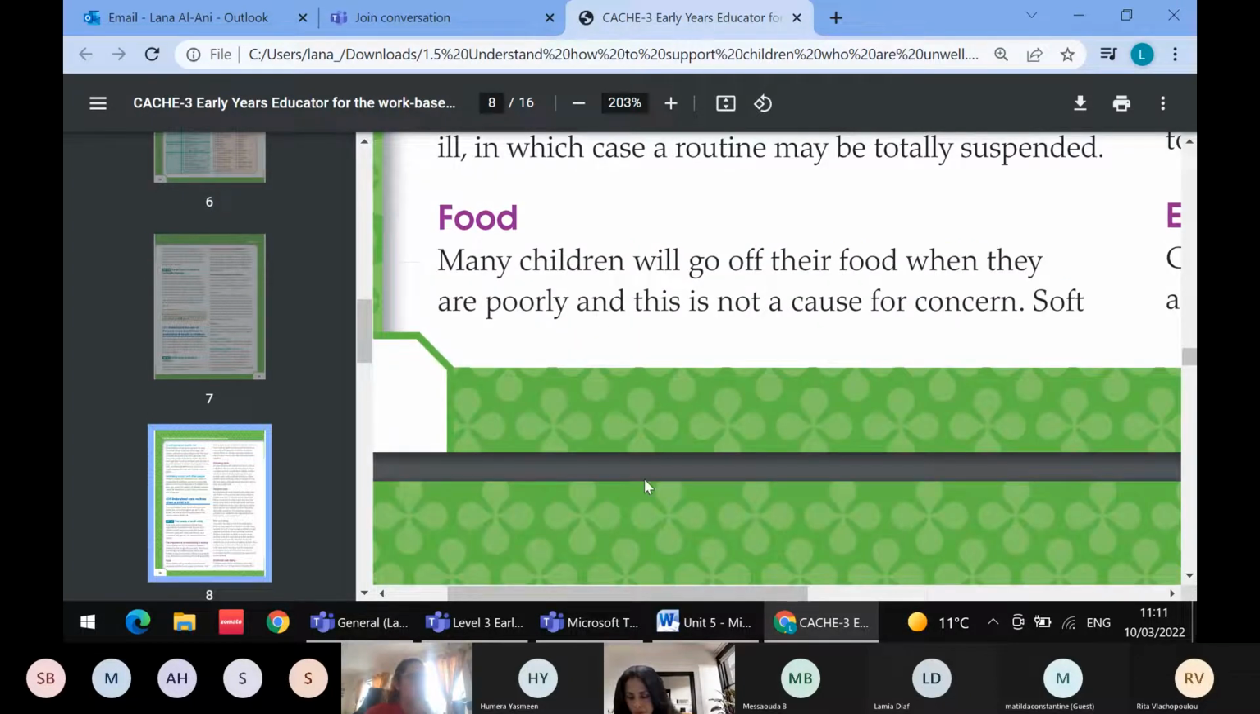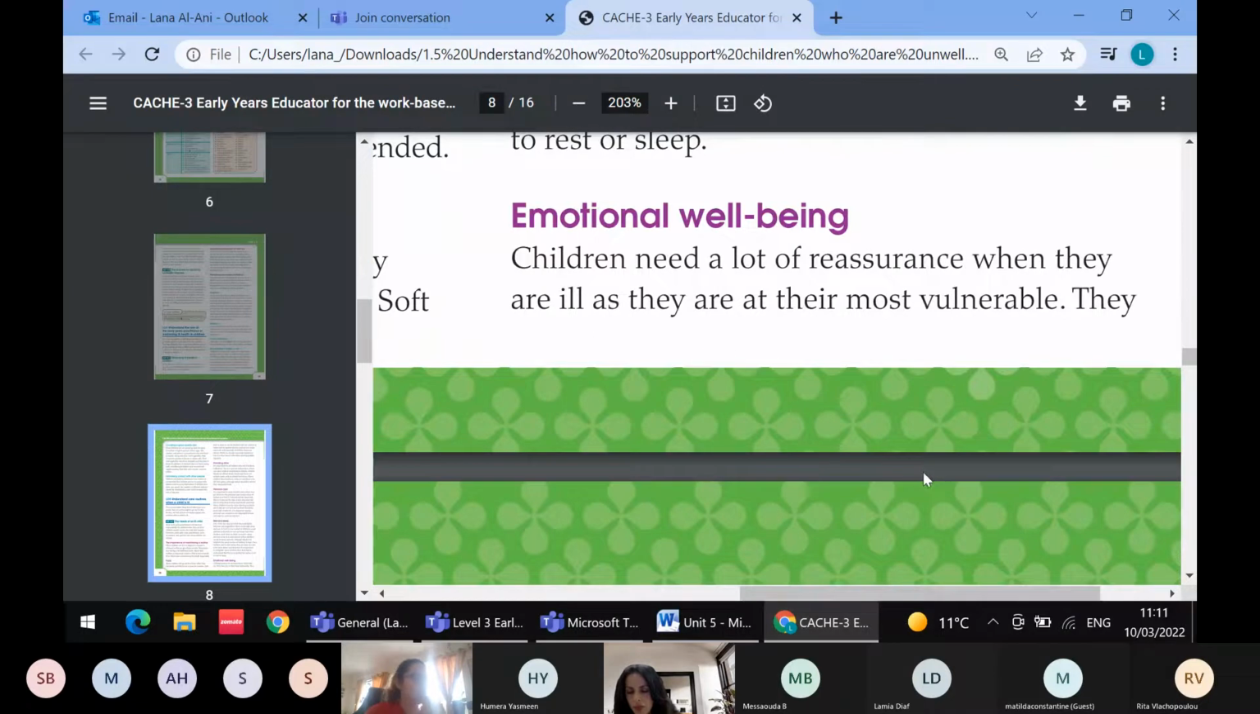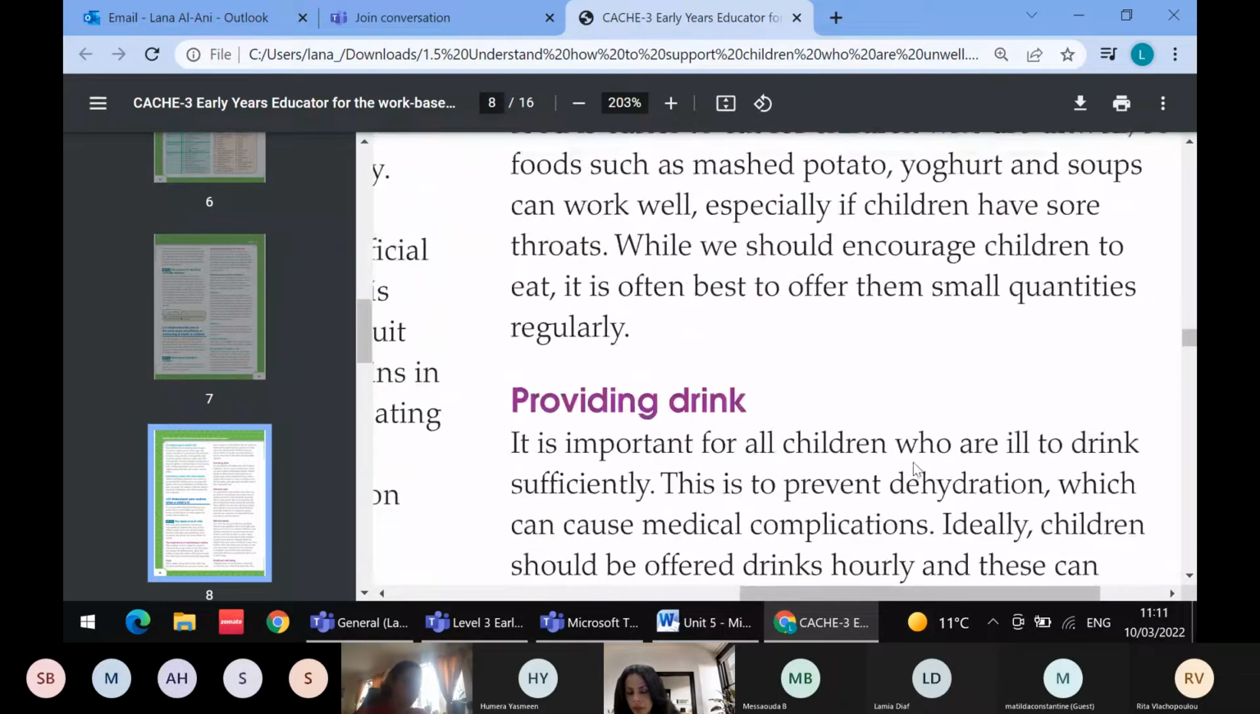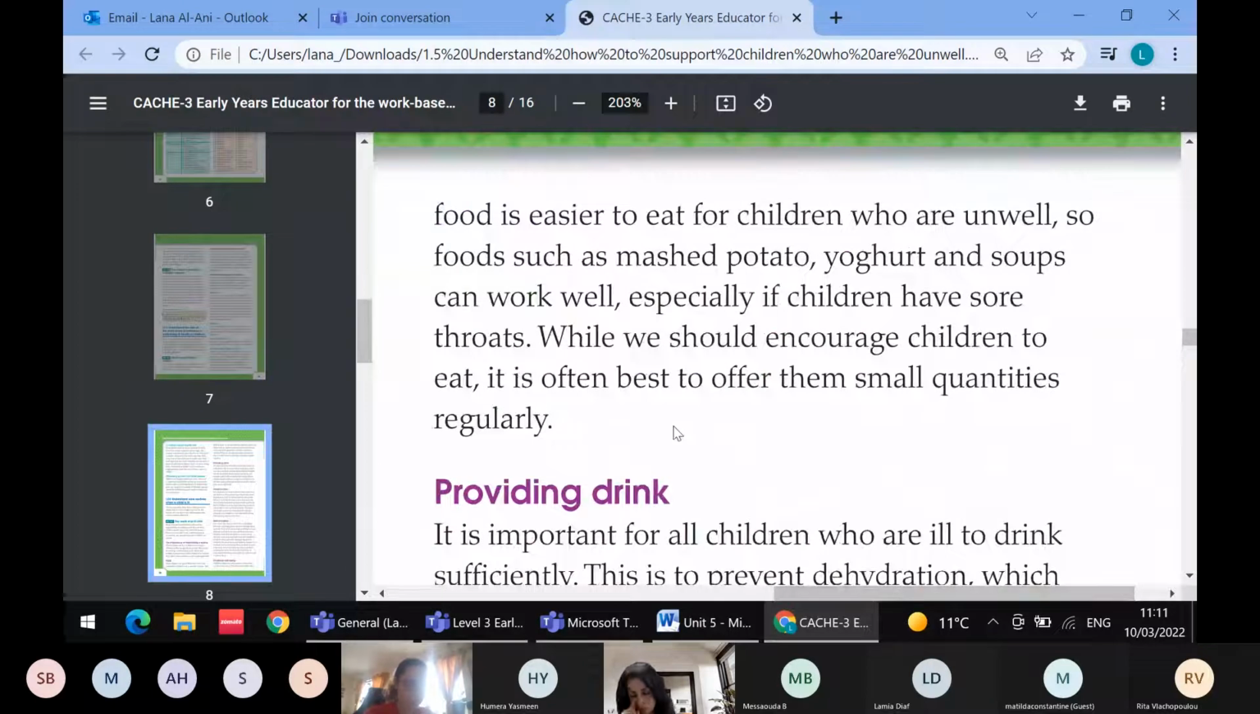How about the food? We give them soft food. Soft, yes, easy to swallow. If they feel unwell, like mashed potatoes, yogurt, soup, easy for them to digest. And especially if they have sore throat, or they feel they have bad stomach, we shouldn't give them hard food. Also encourage the child to eat, because it benefits them. When they eat, they recover faster. Even if it is a small quantity, it's better than nothing. Okay, so that's for food.